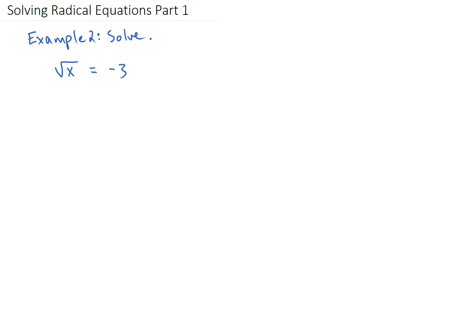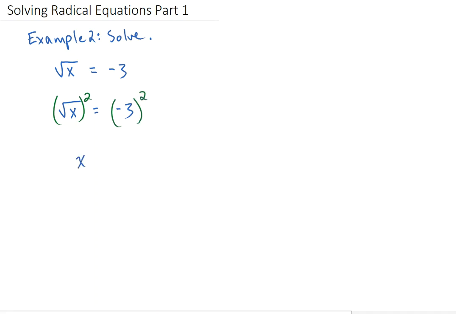I'm going to build an example that explains the issue well. So let's say we're asked to solve the square root of x equals -3. Now before we launch into this thinking, okay, I need to undo the square root, so I'll square both sides, let's think about this. This is saying, what number, in terms of the x, when we square root it, do we get a -3? Well, let's just go ahead and go into our undoing process. I'll square both sides of the equation.